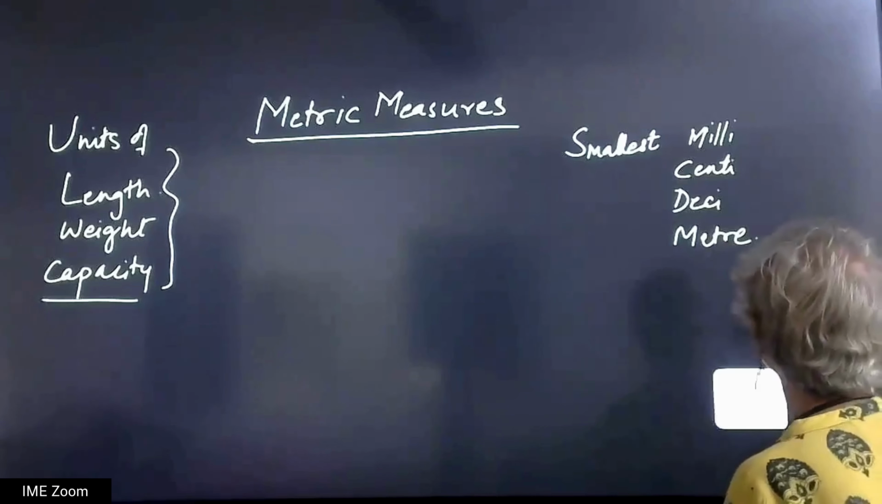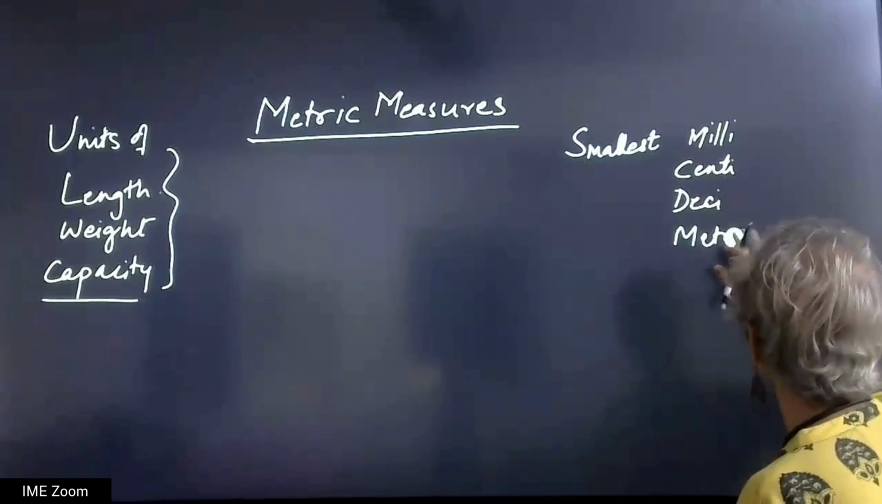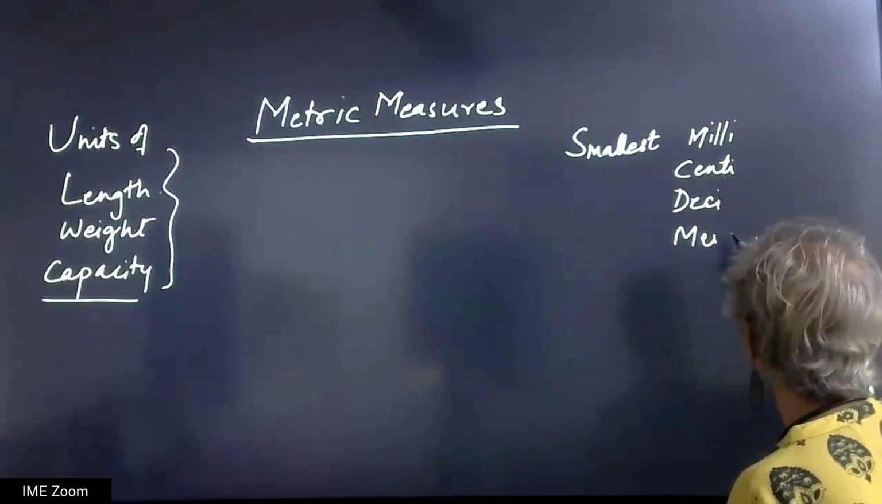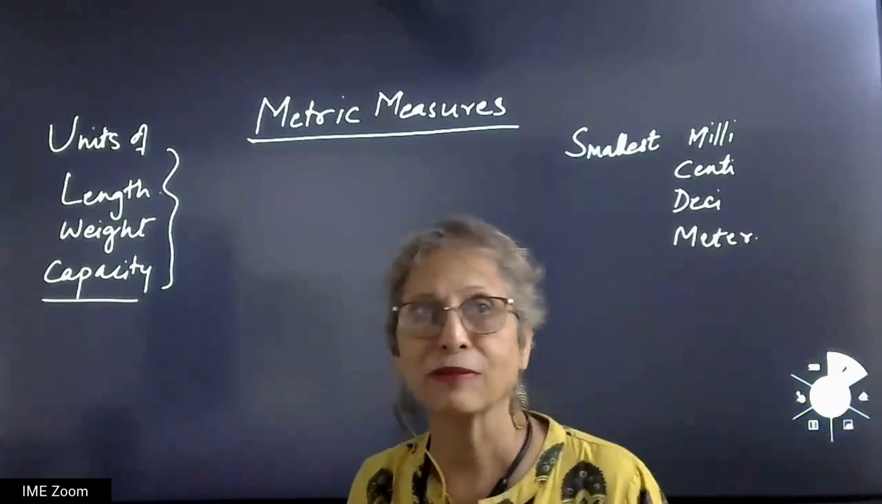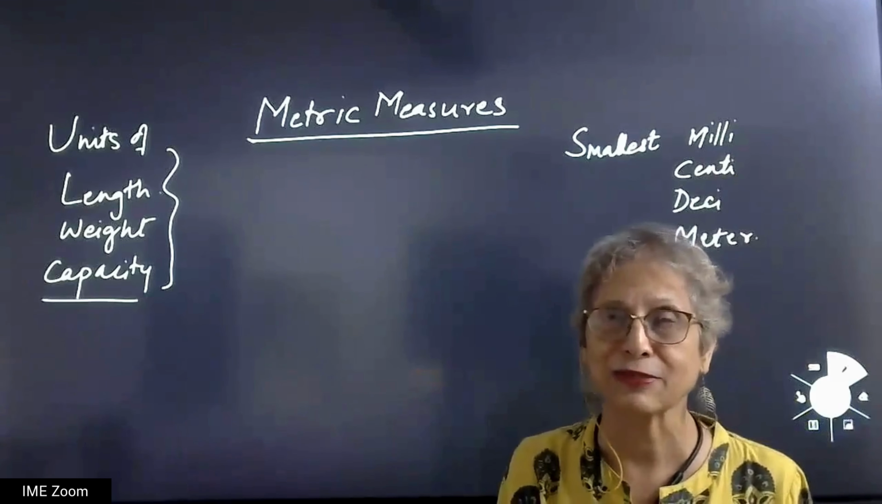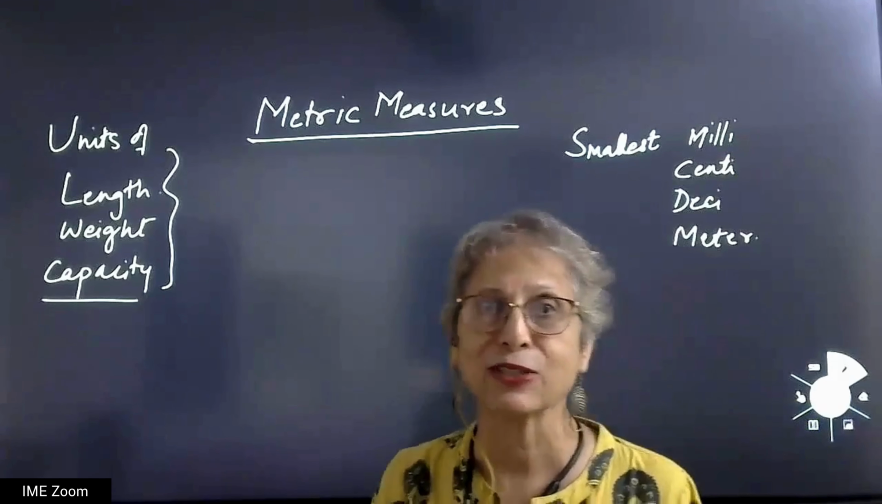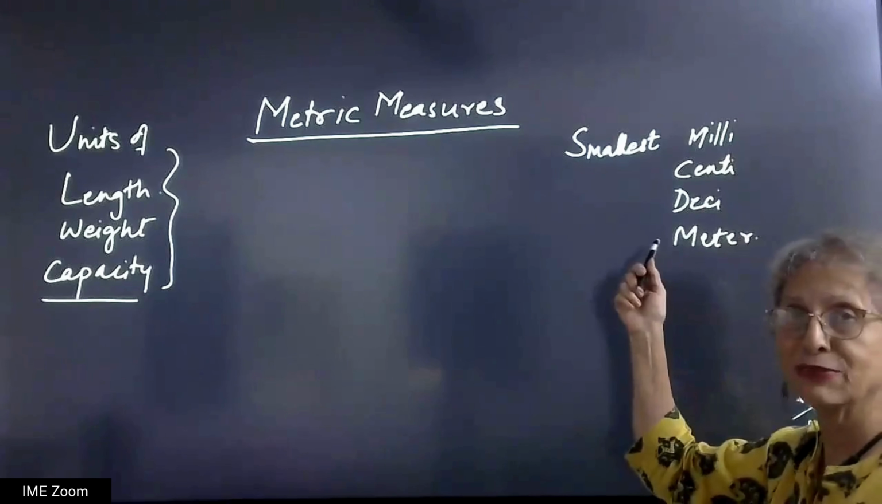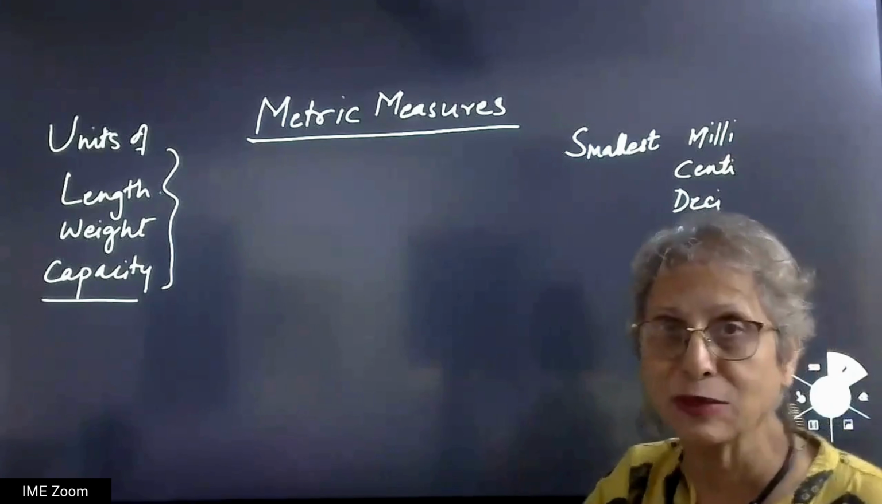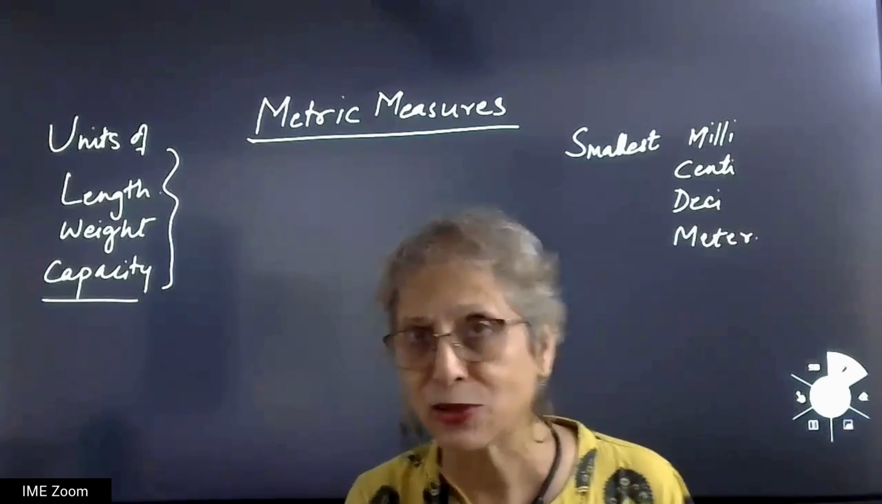Milli, centi, decimeter. We have reached up to meter. Now meter, you all know, when you go for purchasing any cloth, we need cloth for a tent, we need cloth for clothes. At that time, the unit we use is meter. 1 meter, 2 meters, 3 meters, 5 meters, and so on.